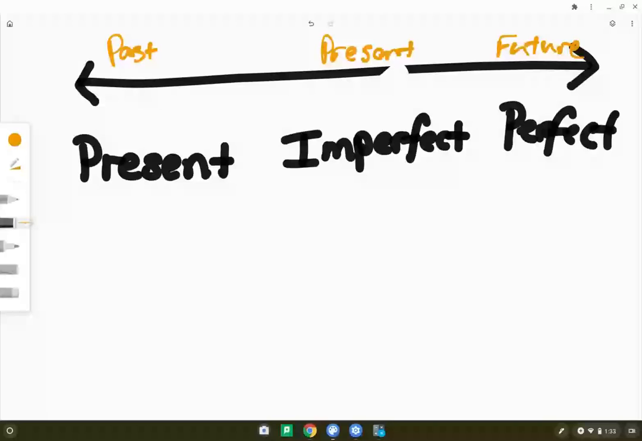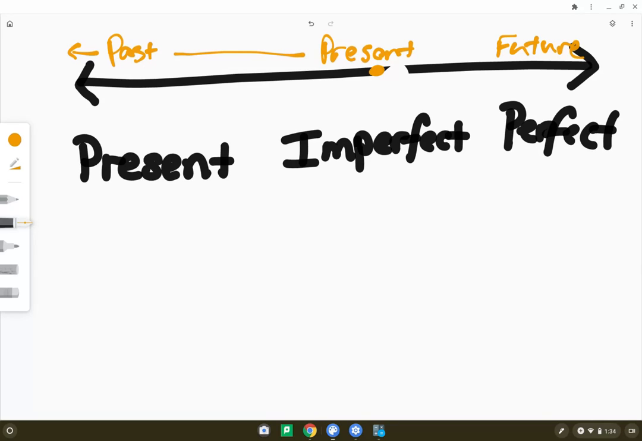But in Latin, we actually have 6 tenses, more than just these basic 3. So far, we've worked on the present tense, but today I want to work on what we refer to as the past tense. Now, these are a little bit different than what you might be used to. In English, both of these are past tense, but they have slightly different names.